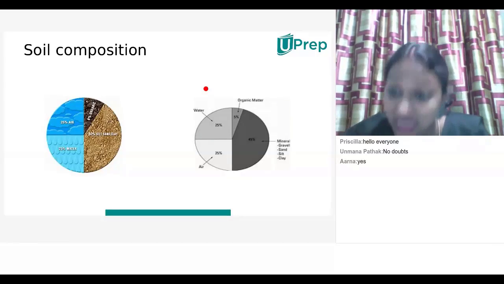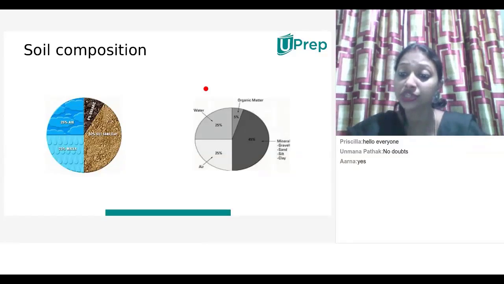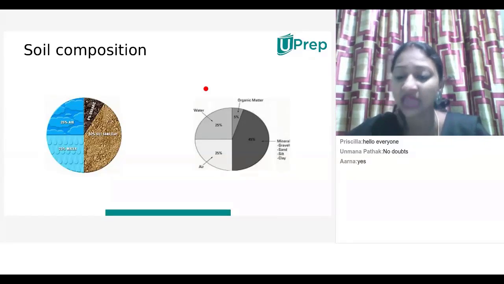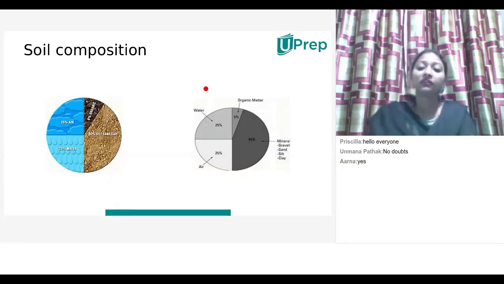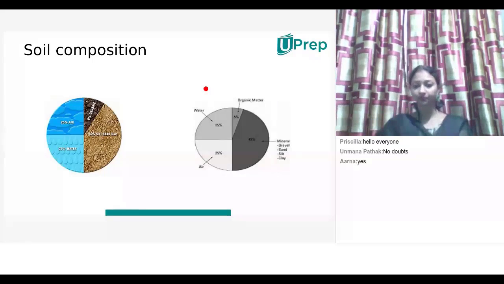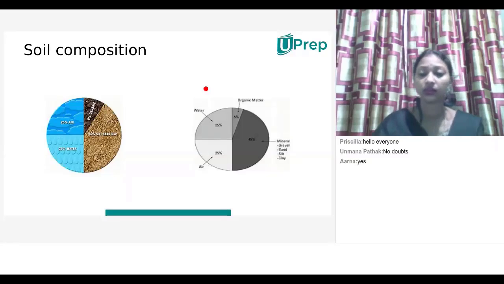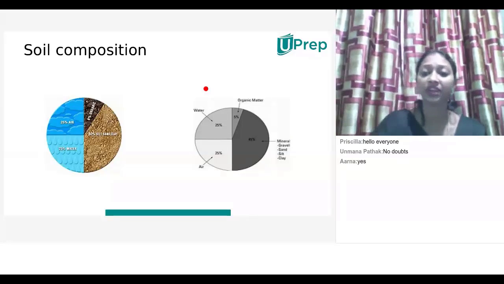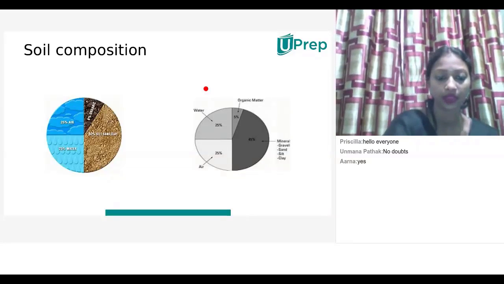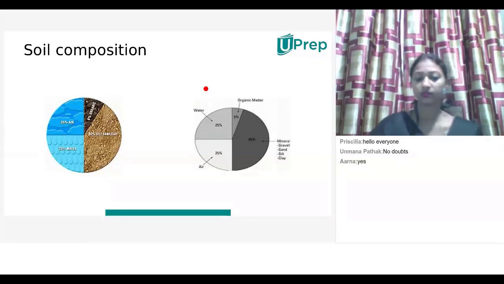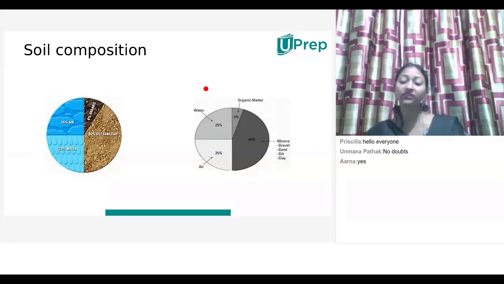When we discuss the composition of these minerals, gravel, sand, slate, and clay, we find they are different in different kinds of soil. Understood? Understood or not? Yes, ma'am. So how do we get the different kinds of soil? The different kinds of soils are obtained from the composition of the soil.